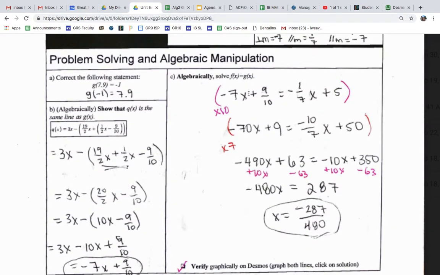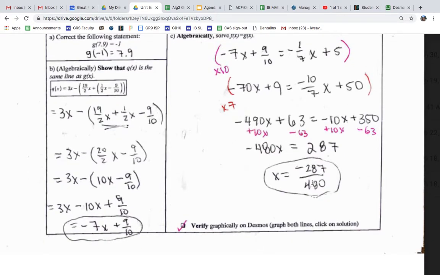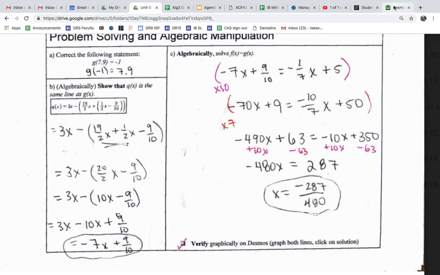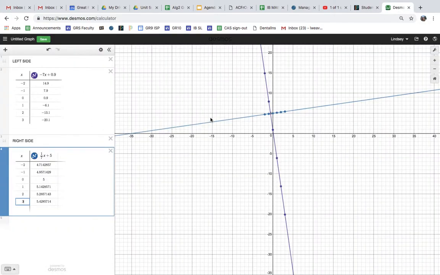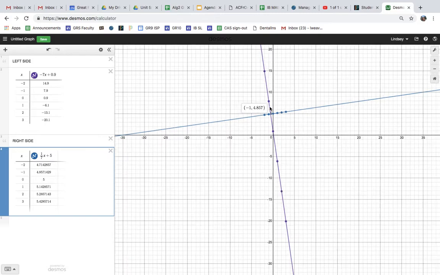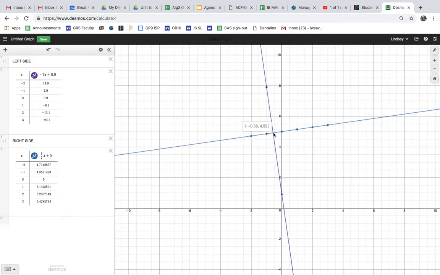Algebraically solve when the two are equal. I would clear your fractions by multiplying the whole thing by 10 and maybe the whole thing by 7. Take 2 steps to clear your fractions. And you should get the same as what you would get on Desmos, so 287 over 480. Let's see, this is the intersection here. Somewhere around 0.59, 287 divided by 480, yep, there we go, that is verified. That's the same thing graphically as what I get when I do it algebraically.